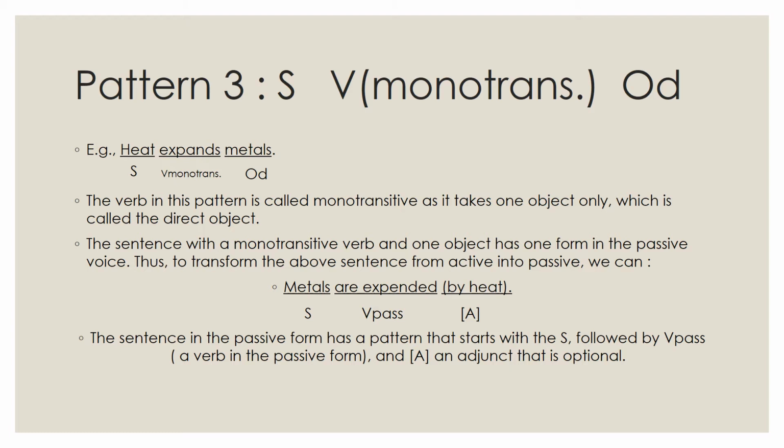Since such a sentence has a direct object, it can be transformed into a passive. So how many sentences can I have in the passive voice? Of course, I'm going to have only one sentence. Why? Because I have only one object.